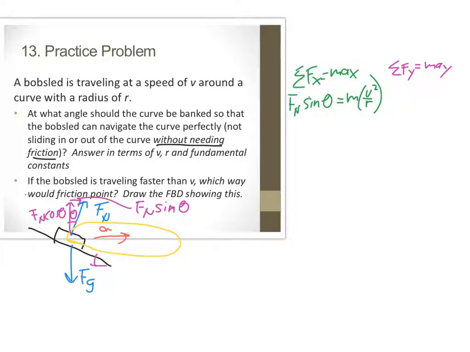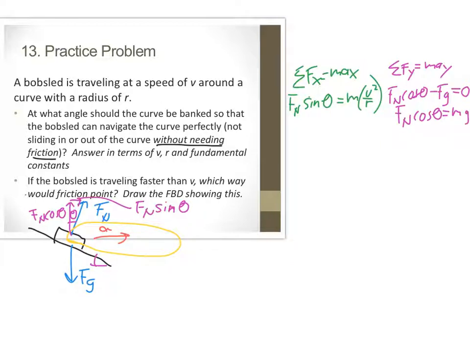In the y direction, I have that y component of the normal force, Fn cosine of theta, minus the force of gravity. And that's actually going to be equal to 0 because if I'm not sliding up or down the incline, that means I'm not accelerating vertically. I'm only accelerating inward because it's traveling in a circle. And so that means I can solve for Fn cosine of theta, and it's just going to be equal to mg, because that's what the force of gravity is.